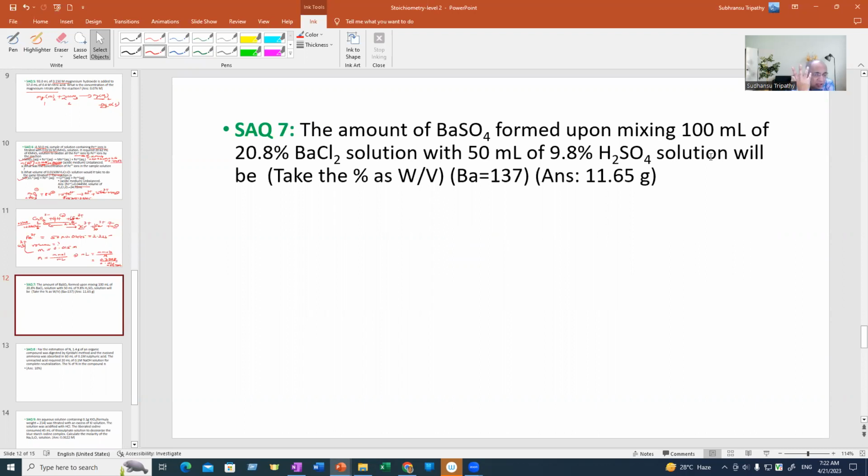Since it is the beginning, I have written it there, but you are not given the hint to take the percentage as W by V percentage. You will know, because no density data is given. How will you find it unless the density data is given?